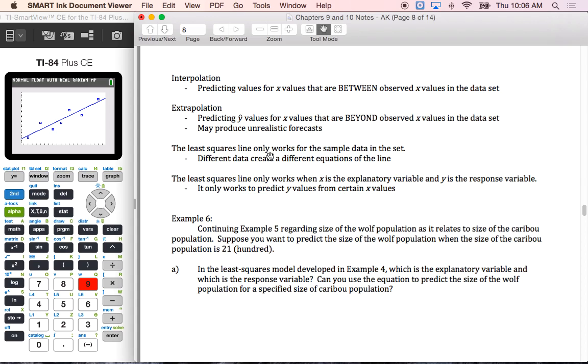Interpolation is predicting values for x that are between the observed x values in the data set. And extrapolation is predicting your values when the x values are beyond the x values in the data set. So extrapolation may give you unrealistic forecasts, whereas with interpolation, you're predicting those y values that are inside of the data set. Your least squares line only works for the sample data in the set. So if you have different data, you might get a different equation every time. And it only works when x is the explanatory variable, y is the response variable.